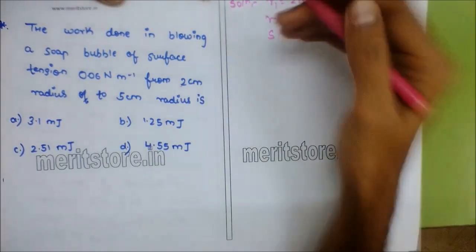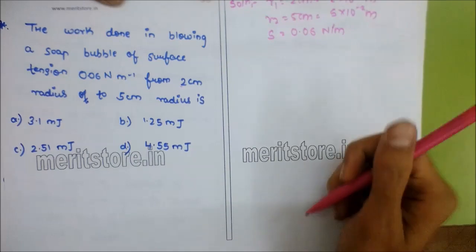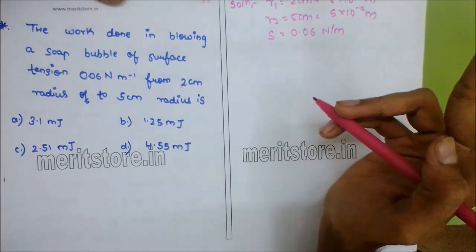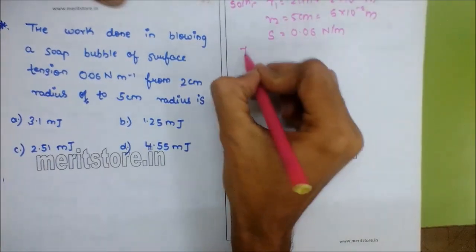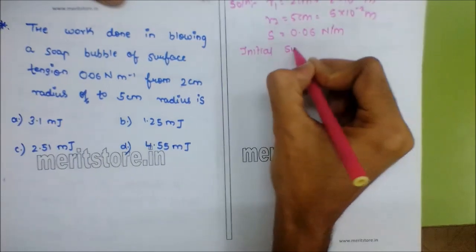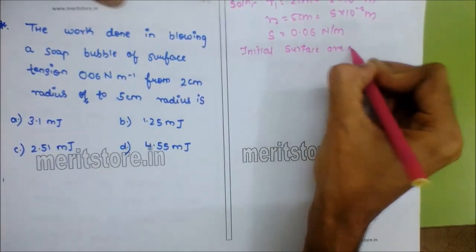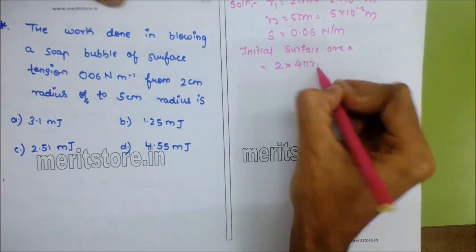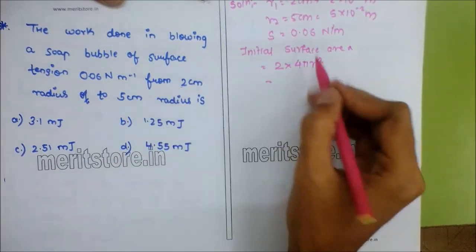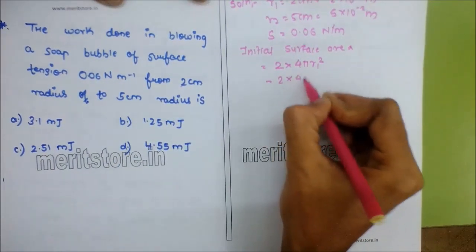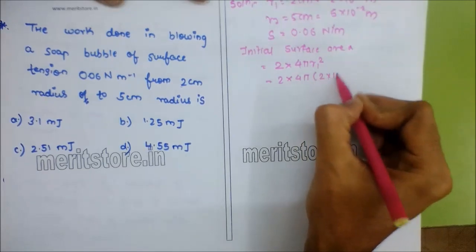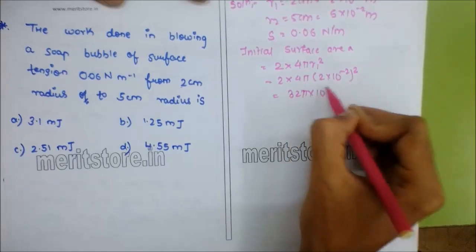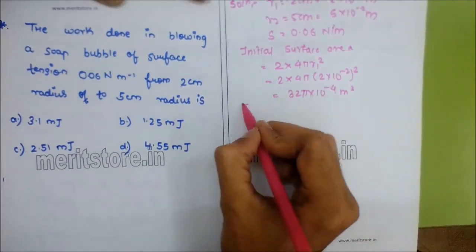So we will find out the initial surface area and the final surface area. We know that the soap bubble has two surface areas, two sides. So for the initial surface area, we have the formula. We will take 2 because it has two sides. We have the formula 4 pi r1 square because it was the initial radius r1. So that will be 2 into 4 pi into (2 into 10 raised to minus 2) square, and that gives you 32 pi into 10 raised to minus 4 meters square. So that is the initial.